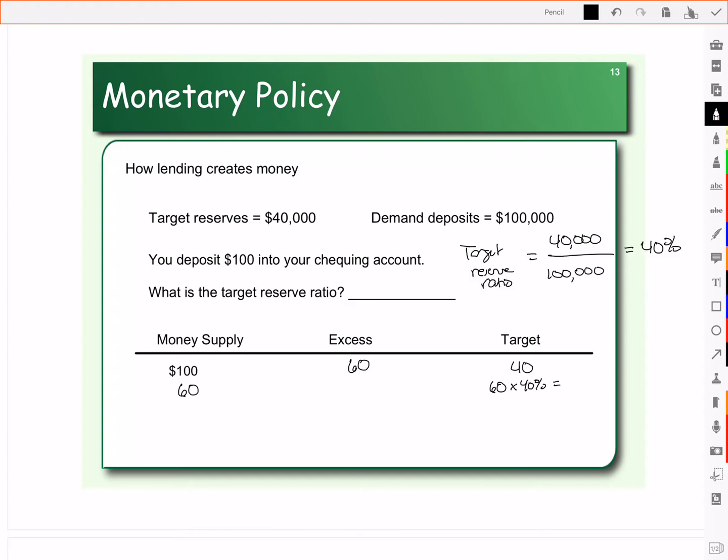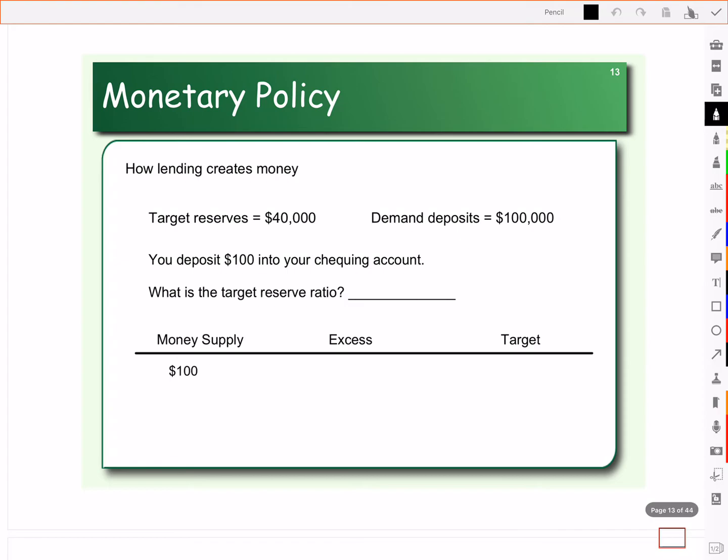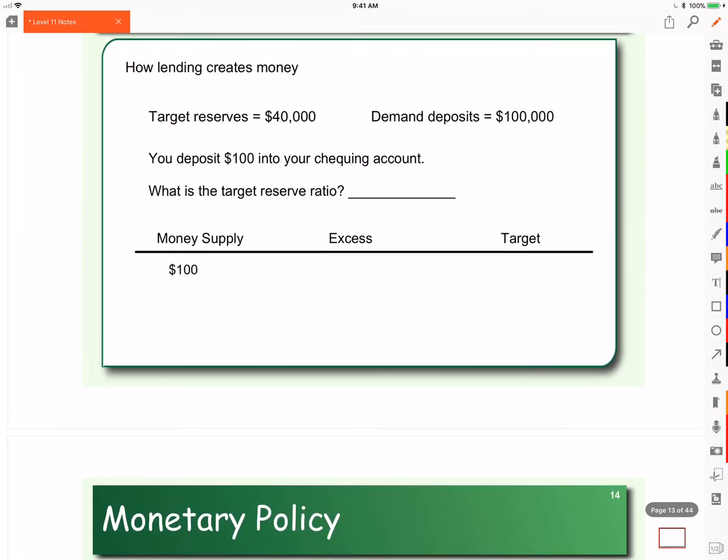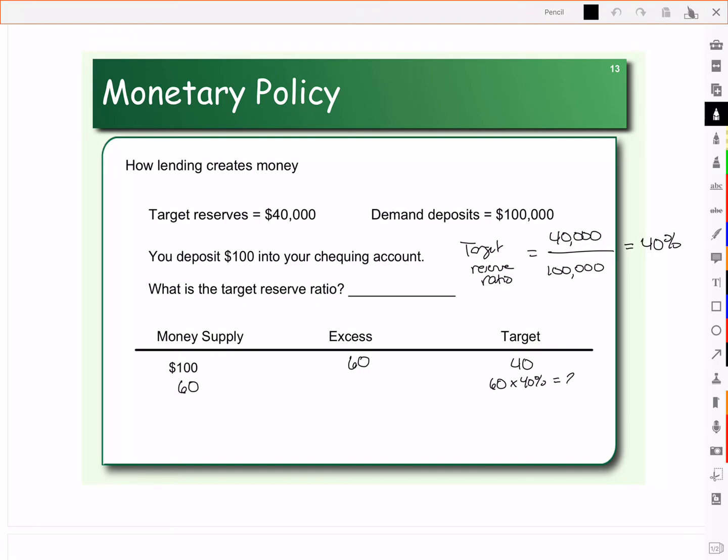60 times 0.4 is 24. So 24 has to be held as cash, and the remainder is excess reserve. So 60 minus the 24 gives us 36, and that 36 can then be lent out to someone else. So the bank lends the $36 to someone else. Let's say they're in a different bank. Well, they're still going to put it into their checking account, and they're still bound, because it's our entire banking system that has a set target reserve ratio.